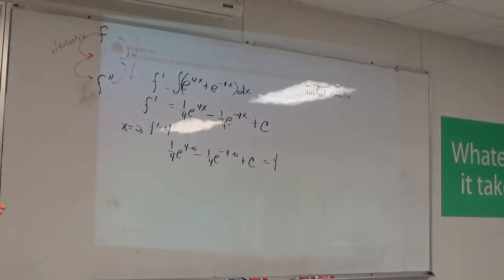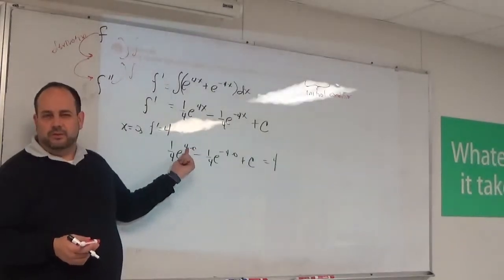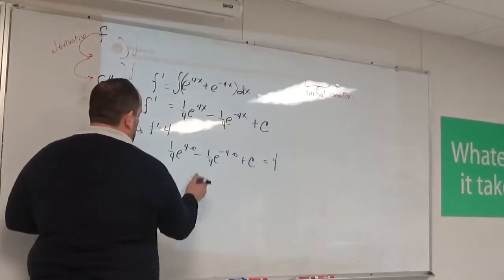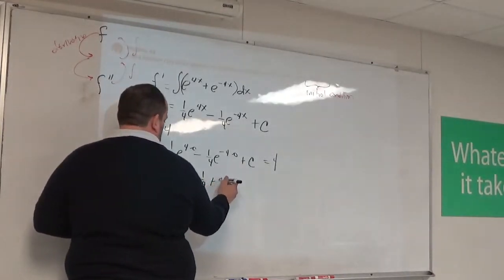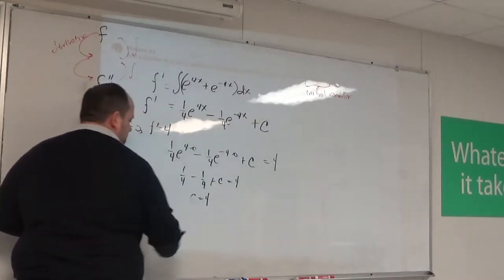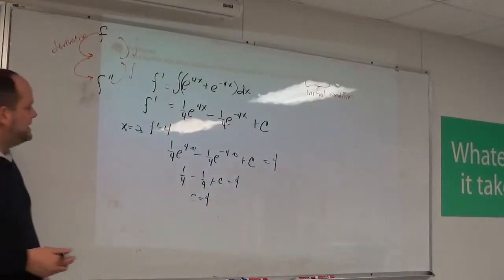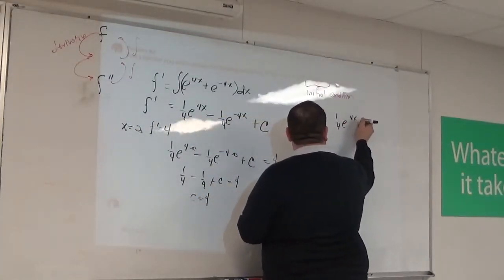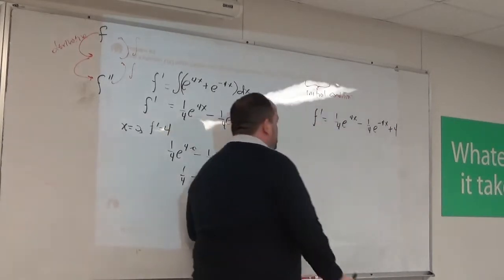So what's c? 4 times 0 is 0. 1/4 e to the 0, that's 1, right? So you've got a 4th minus, what is that, a 4th over there, plus c is equal to 4. What do we get for c? 4. c should be 4. c's not your final answer. c's part of the problem. F prime now, you can say with confidence, is 1/4 e to the 4x minus 1/4 e to the negative 4x plus 4.